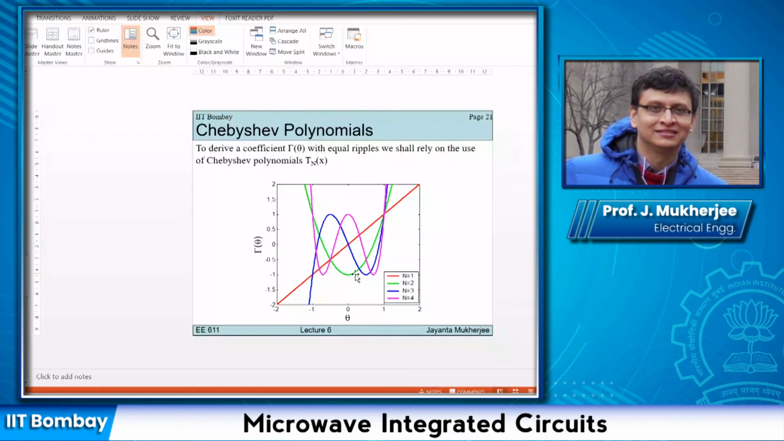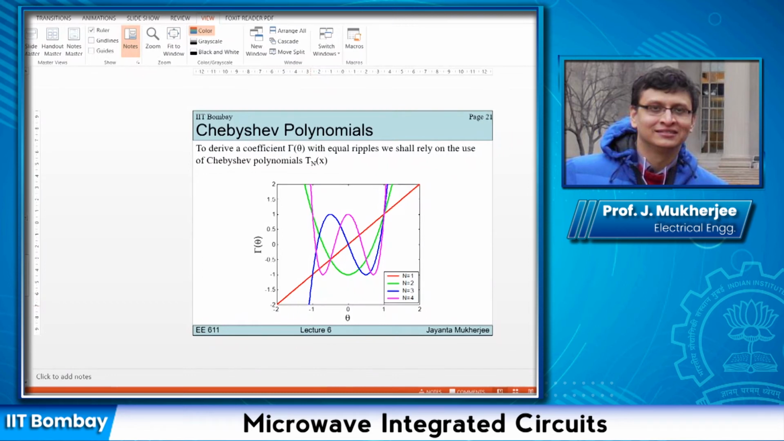For example, let us consider the n equal to 3 curve. Here this blue curve has this ripple-like feature. For n equal to 4, there is this purple colored line. It has two ripples. So that's one disadvantage of Chebyshev polynomials, that as compared to the maximally flat or binomial polynomials, which gave a perfect flat response, Chebyshev polynomials have this feature called ripples.